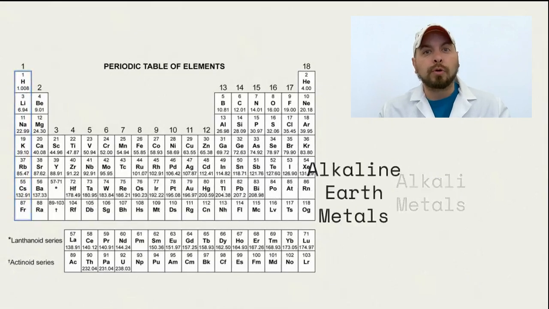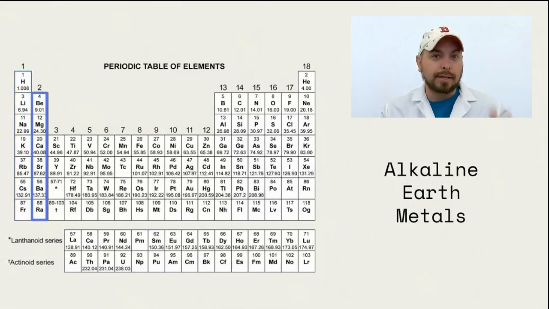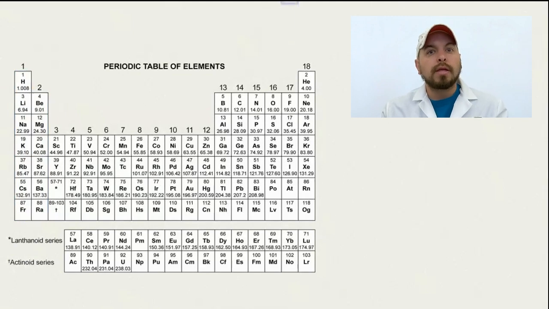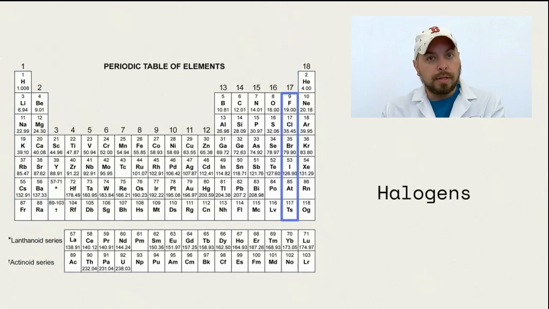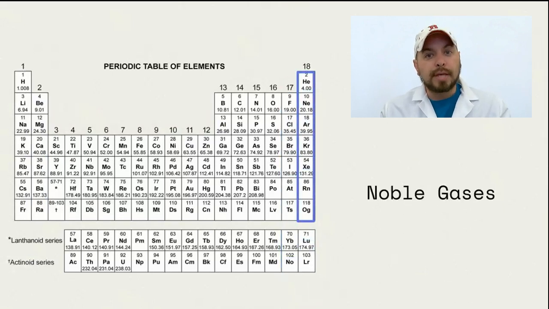The alkaline earth metals, those are the ones in the second column or the second group. The halogens, which are in the seventh group, and the noble gases, which are in the eighth group. The oxygen group is sometimes known as the chalcogens, but you don't really need to know that this year, but you might see that word thrown around from time to time as well.